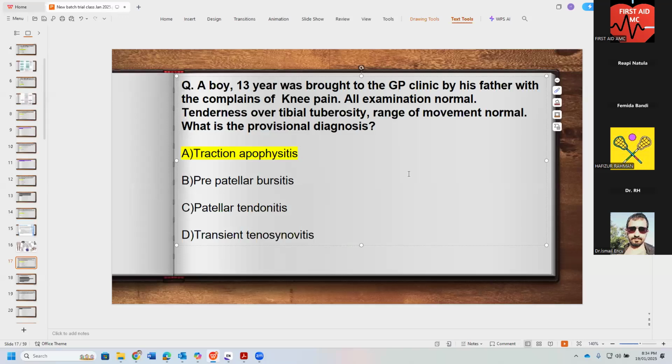Traction on the apophyseal part of the joint will cause pain over the tibial tuberosity. So this is called Osgood-Schlatter syndrome. Yes, they can present with transient tenosynovitis in the knee. I agree with you, Dr. Sandro, but they will be less likely to have tenderness over the tibial tuberosity, and their range of motion will be affected in transient tenosynovitis. They will not have full range of motion of their knees.